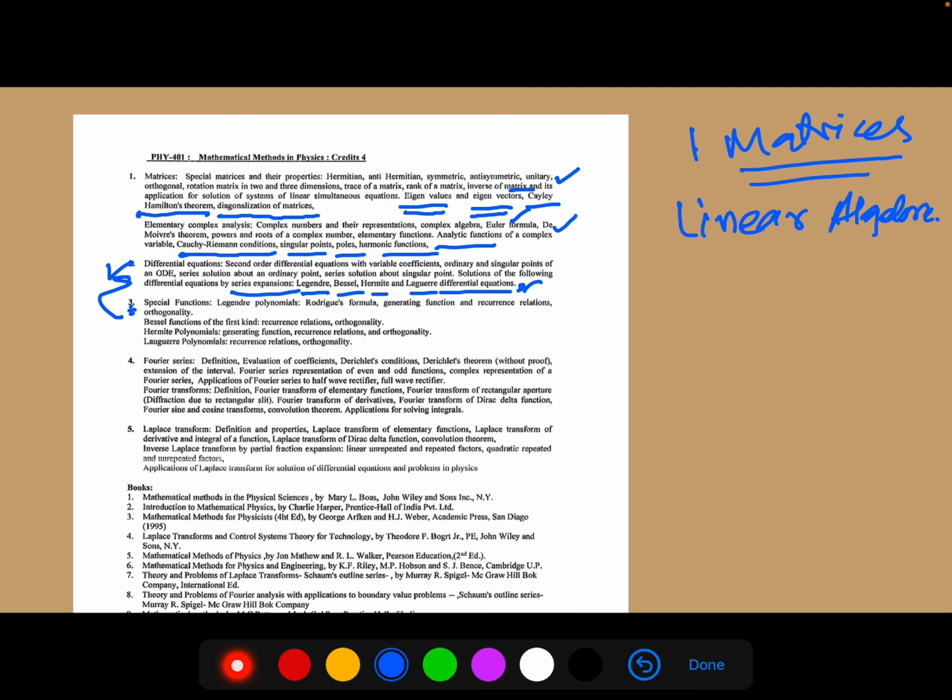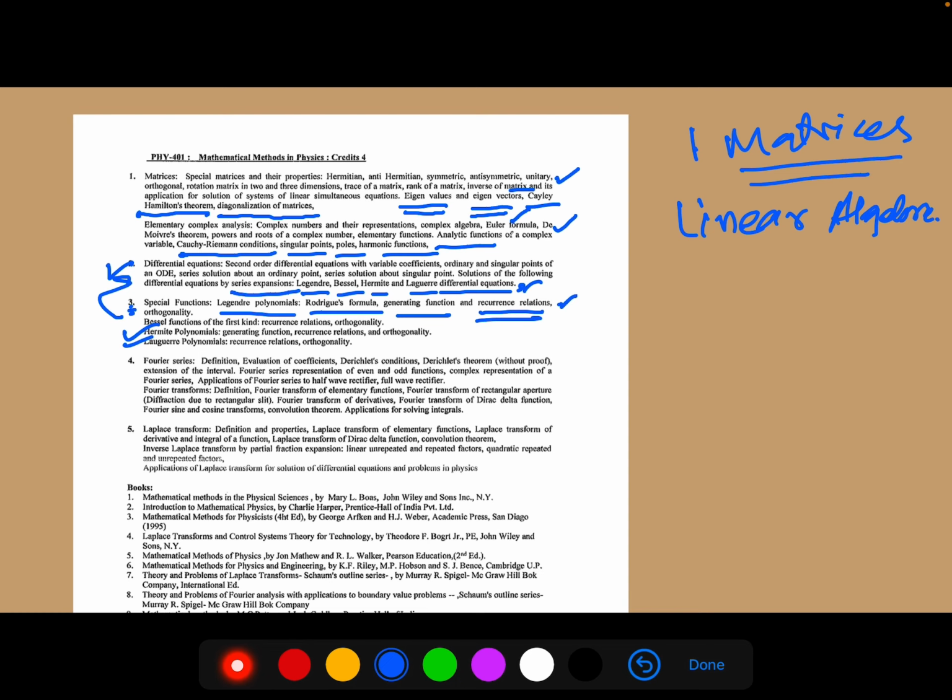Our third chapter is special function. In special function we are discussing Legendre polynomial, Rodrigues formula, generating function, and recurrence relation. Recurrence relation is very important. There is always one question asked in GATE or NET exam. Unfortunately, one of six recurrence relations can be asked in exam. Then we are going to focus on Bessel's function of first kind, recurrence relation, orthogonality, Hermite polynomials, and Legendre polynomials. Okay, this is our third chapter syllabus.